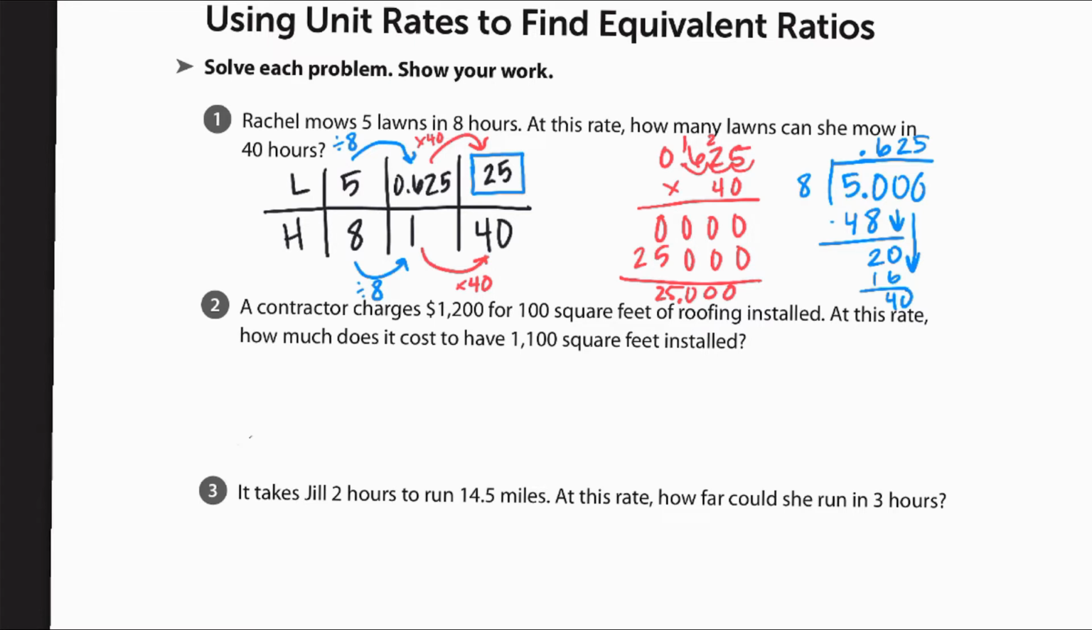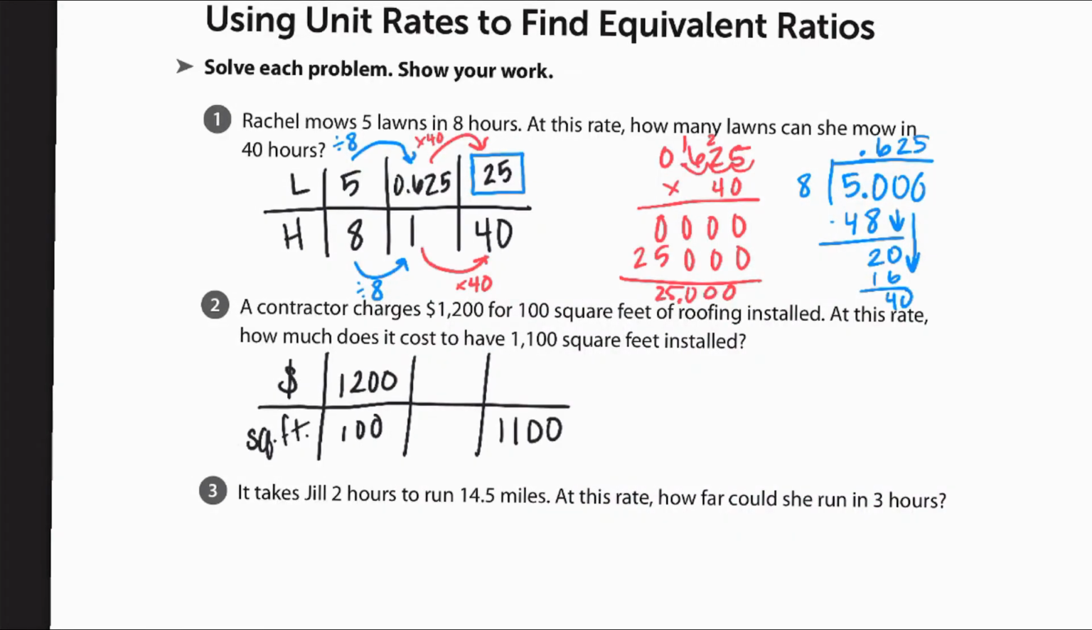It says a contractor charges $1,200 for 100 square feet. So I'm going to go ahead and write my ratio there. I know I'm comparing the amount of money versus square feet. Okay, and I'll put in my original ratio, which is 1,200 for 100. And then it says, how much does it cost to have 1,100 square feet? So I need to end up with 1,100.